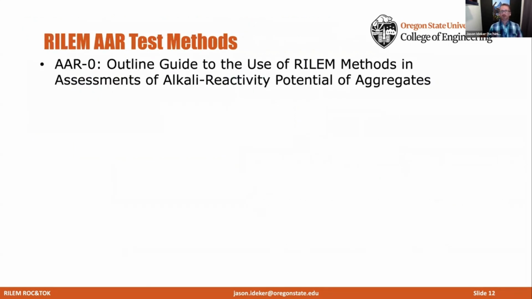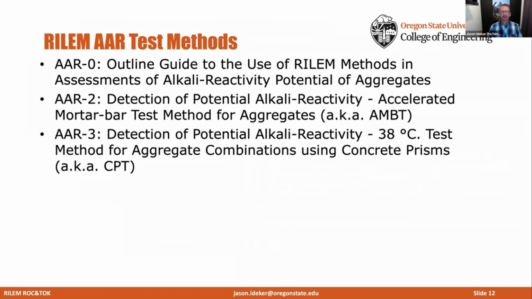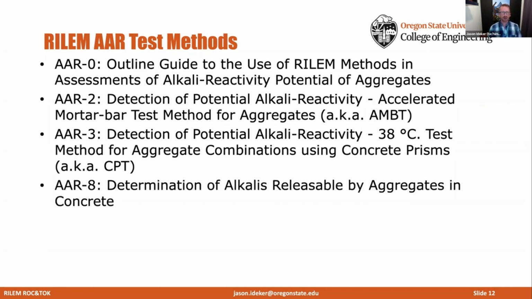There are also a number of RILEM test methods, and I'm not going to cover all of them here, but AAR-0 is the outline guide to using RILEM methods for assessing alkali reactivity potential of aggregates. And it will step you through what the different test methods are and what advantages and disadvantages they have. AAR-2 is the accelerated mortar bar test, essentially, that I just covered. AAR-3 is the concrete prism test. Those are just the companion test methods in RILEM.